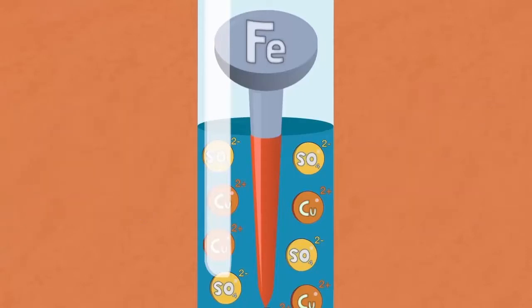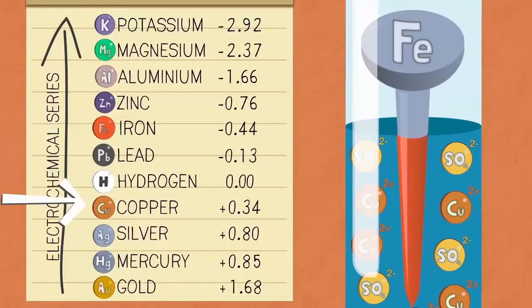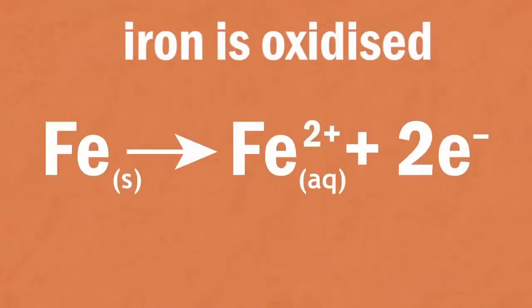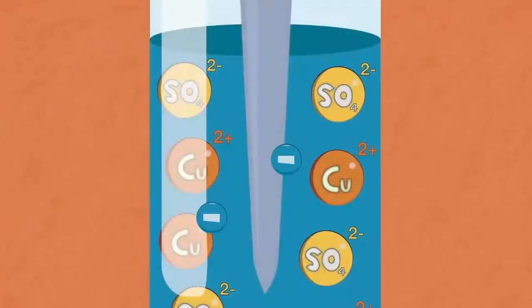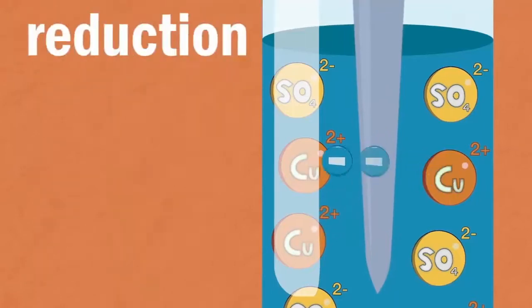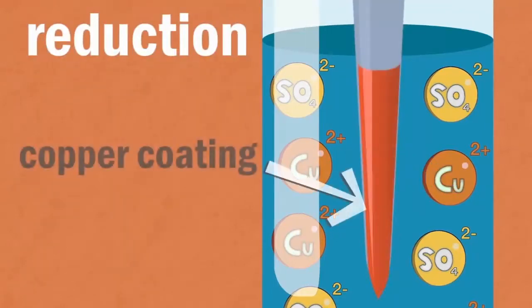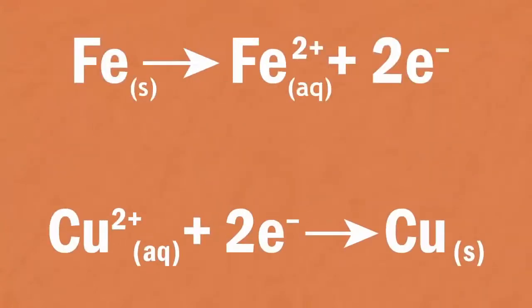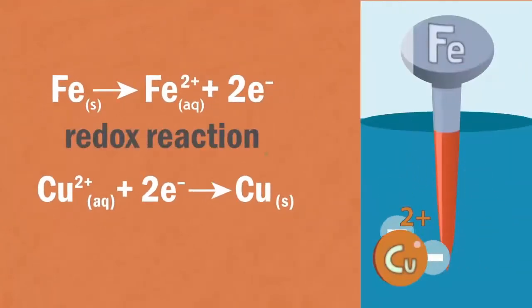The correct answer is that the iron is higher in the electrochemical series, so it gave away its electrons to the less reactive copper-2 ions in solution. The iron is oxidized as shown in the equation. The copper is less reactive, so its copper-2 plus ions are forced to accept these electrons. This is called reduction. As a result, copper metal is produced and coats the nail, as shown in the reaction. These two processes happen simultaneously in something called a redox reaction.